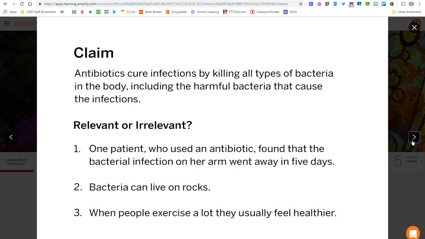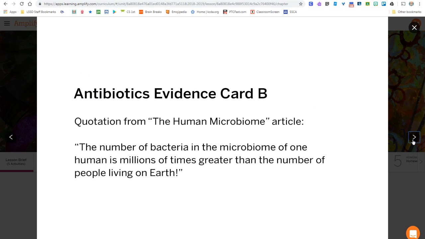Relevant means that the evidence addresses the question and can help scientists decide whether or not the claim is supported. A strong argument should not include irrelevant information or information that does not relate to the question and claim. So here are some relevant and irrelevant concepts, and from here you're going to use the evidence cards.